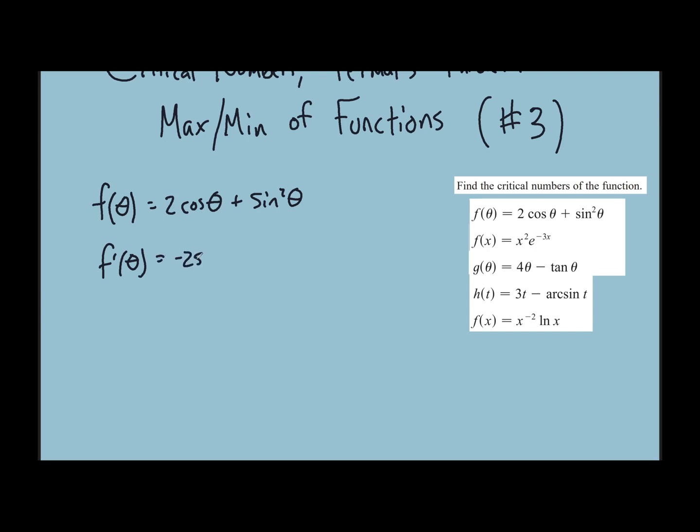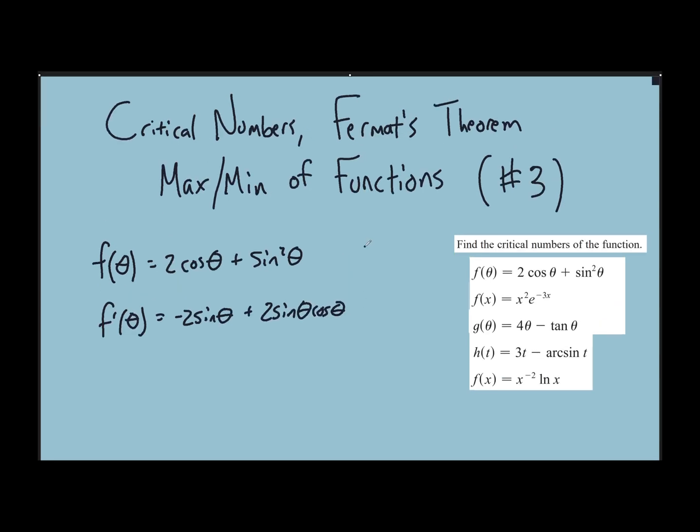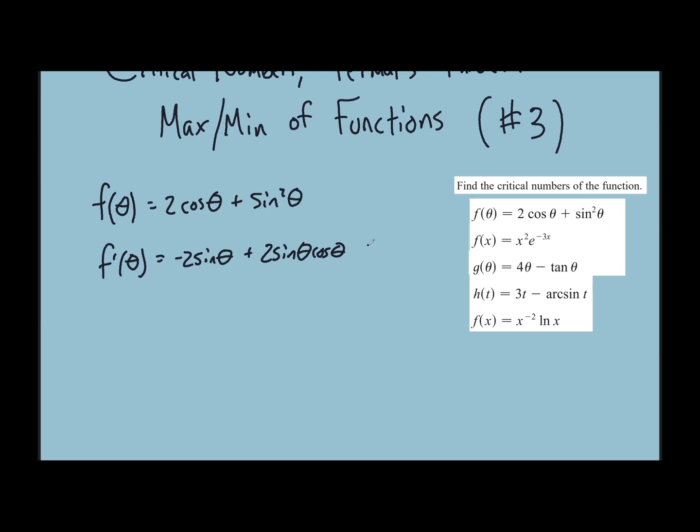This would be negative 2 sine theta plus 2 sine theta cosine theta. Did you get that one correct? Remember to pause and try these before you let me just solve them for you. You don't want to do that. You want to practice these. So what do we do after we find the derivative? For a critical number, to use Fermat's theorem, to find the maximum or minimum, we set it to 0. Set the derivative to 0.